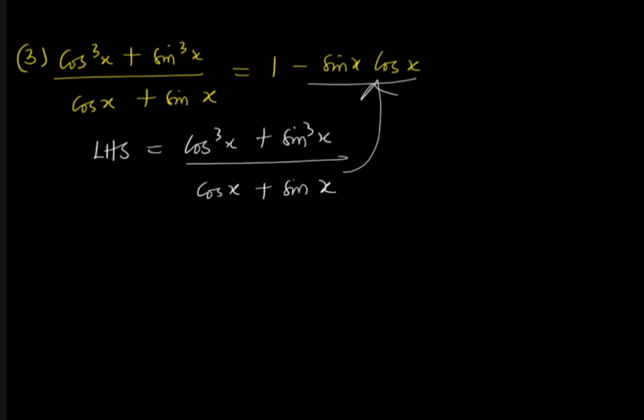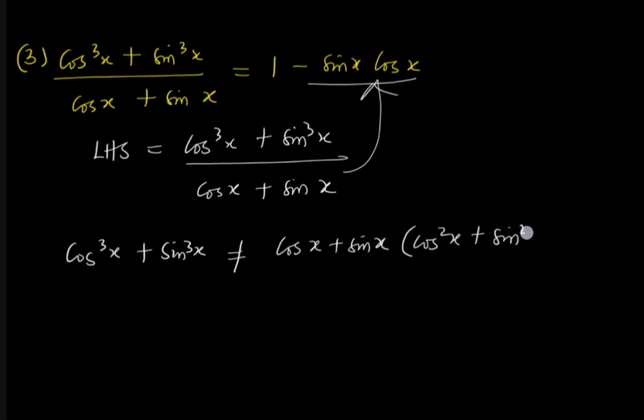Okay, so we want to do the algebraic stuff before we do the trigonometry stuff. If you look at the top here, the numerator, this is one of those binomial identities things. Some people will do something like cos x plus sine x equals cos square x plus sine square x. This is wrong. You don't do this. It's completely wrong.